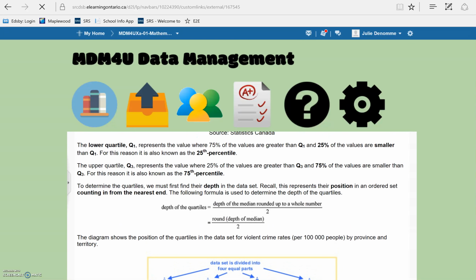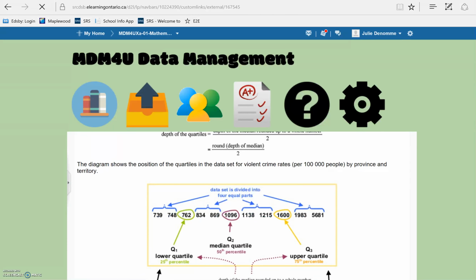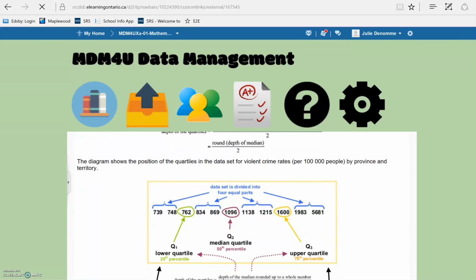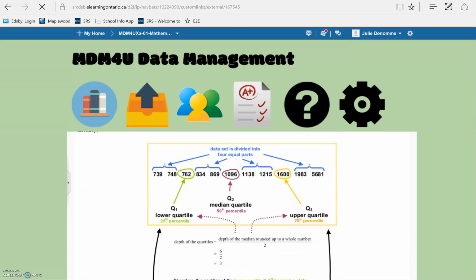So here you can find the depth of the quartiles. You can do the exact same thing, except this time you're going to work with only 5 numbers, because in the example, there's only 5 numbers to the left of the Q2. So if you take a look here, you have 5 numbers. Depth of the median rounded up to a whole number. So 5 plus 1 is 6. You divide 6 by 2 and it's equal to 3. So that's the 3rd position. You go to the 3rd from the beginning.